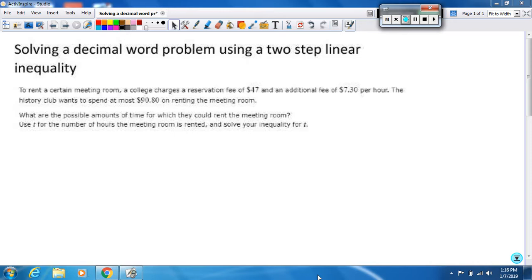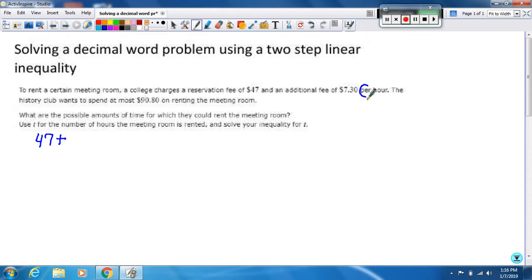Solving a decimal word problem using a two-step linear inequality. To rent a certain meeting room, a college charges a reservation fee of $47. So 47, and an additional fee. So we're adding an additional fee.